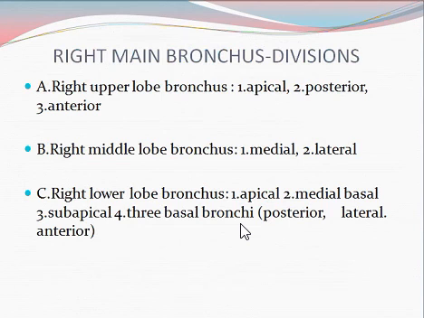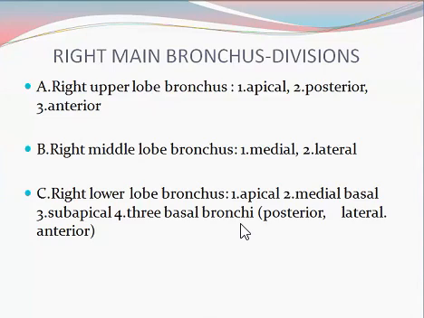The right main bronchus divides further into the right upper lobe bronchus, right middle lobe bronchus, and right lower lobe bronchus. The right upper lobe bronchus further divides into one, the apical segmental bronchus, two, the posterior segmental bronchus, and another one, the anterior segmental bronchus. It produces three segmental bronchi from the right upper lobe bronchus.